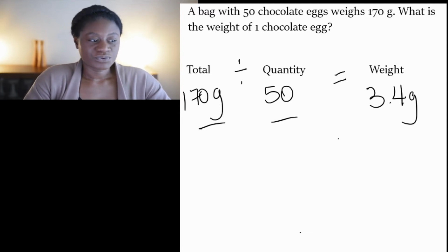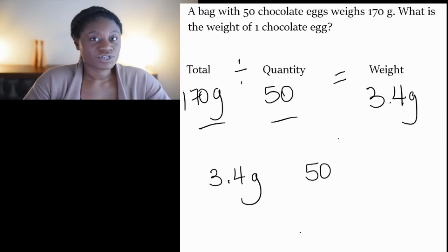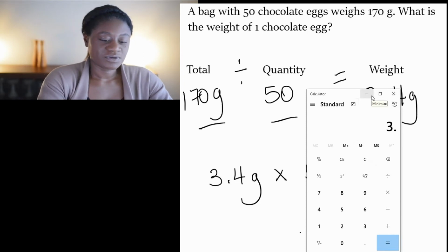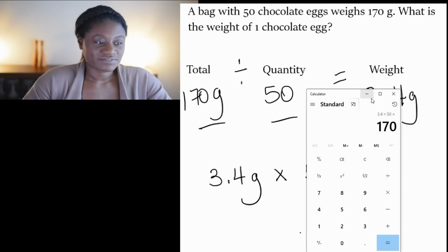If we know the weight per egg is 3.4 grams, and we know the quantity is 50, we would take our weight times our quantity to get our total weight. Now let's pull up our calculator. That's 3.4 grams times 50, which is 170.